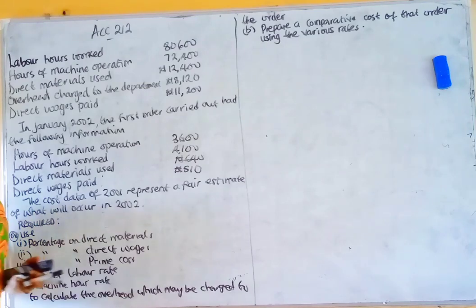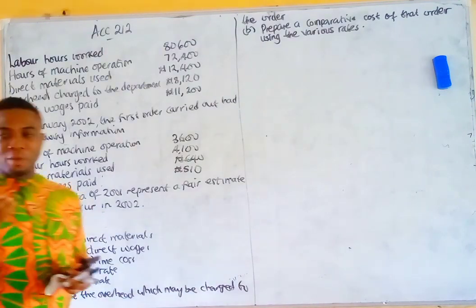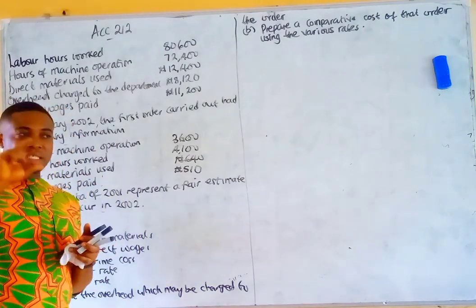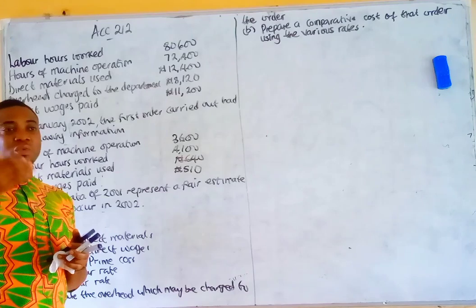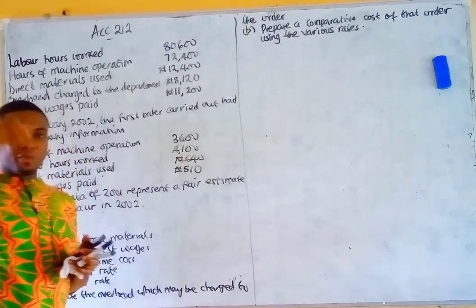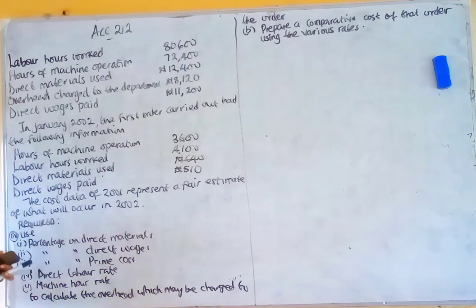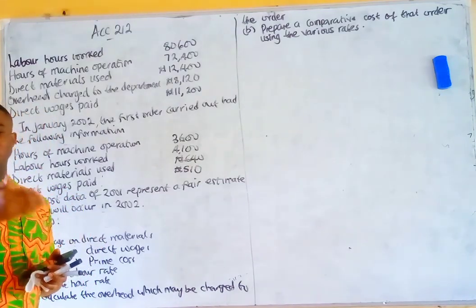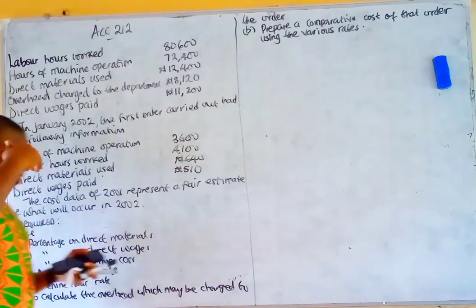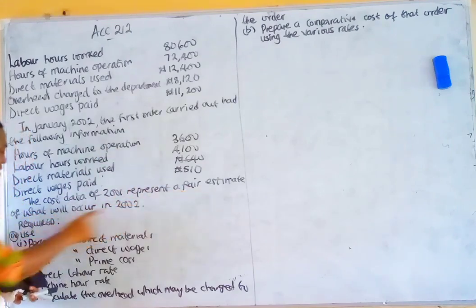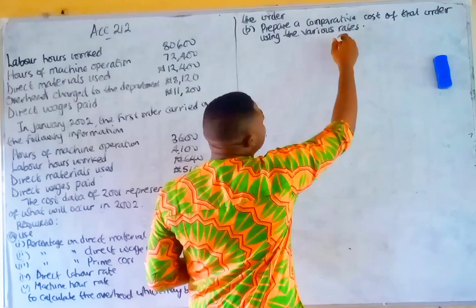If you remember, while I was explaining under-absorbed and over-absorbed, I said if a firm had to wait to see the overhead before they fix their price, they wouldn't sell. So most of the time they use the previous year's data to forecast the next year. And if the actual does not equal the estimate, that is where we can have over or under absorption. So the cost data of 2001 represents a fair estimate of what will occur in 2002.